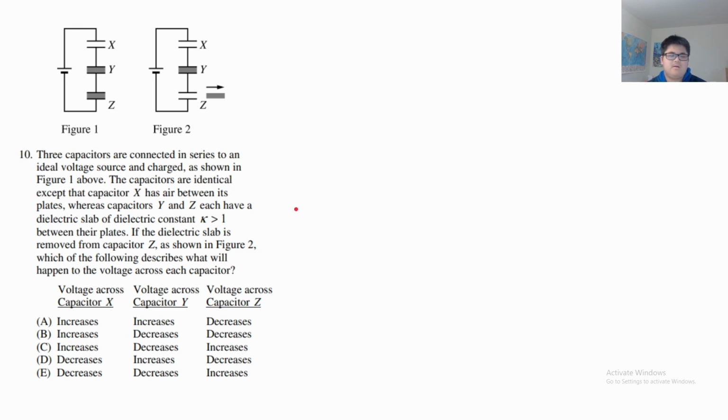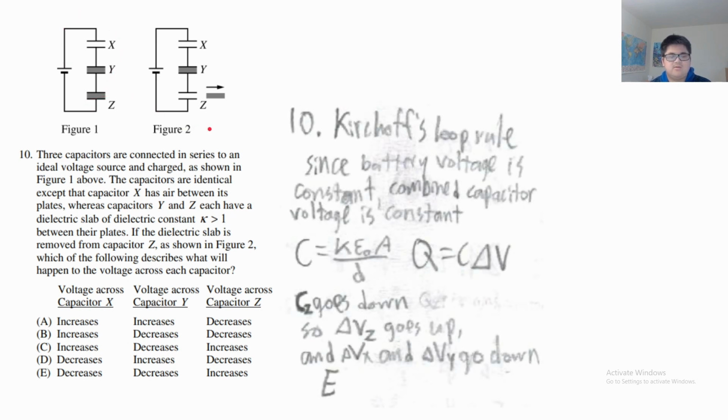Anyway, so now first we can go over Kirchhoff's loop rule. The Kirchhoff's loop rule is that in a loop the total change in voltage has to be 0. And since the battery stays the same, that means the total change in voltage across the 3 capacitors has to stay the same. Remember that since the battery's voltage stays the same, the total voltage across the 3 capacitors combined has to stay the same.